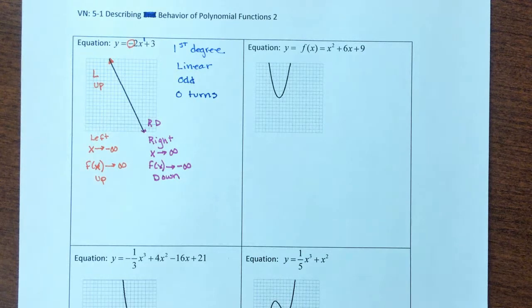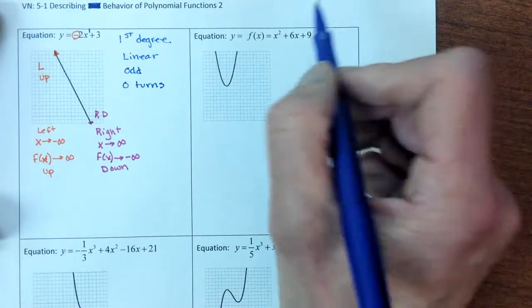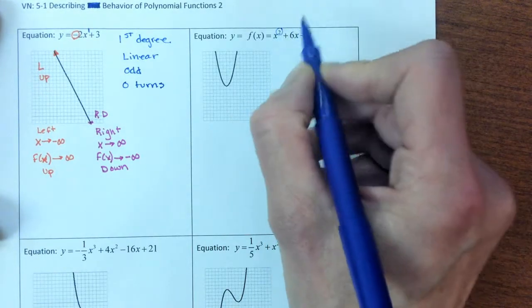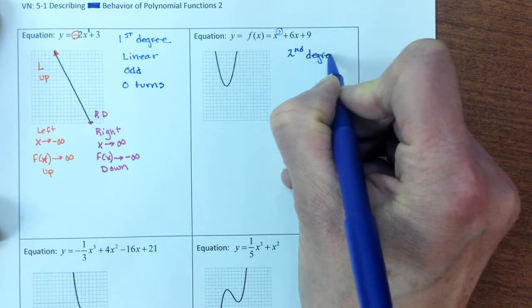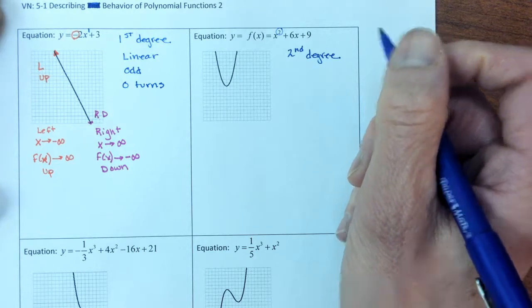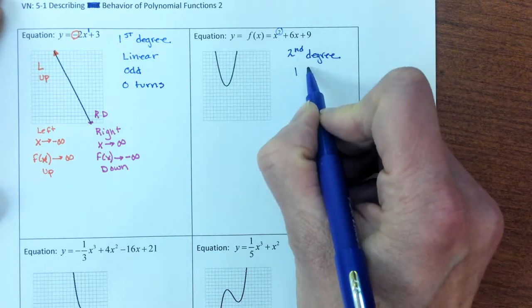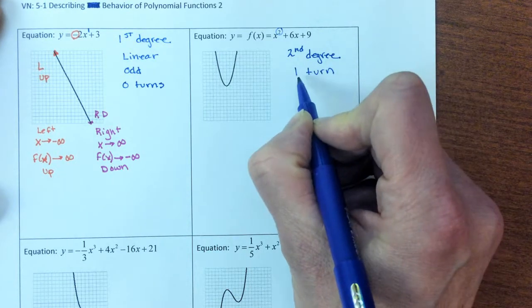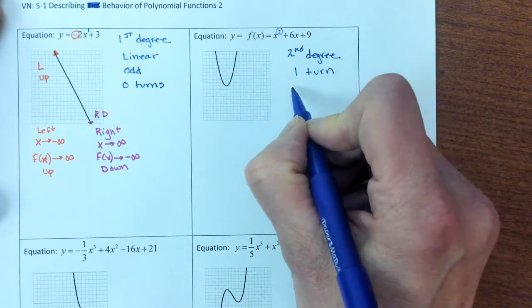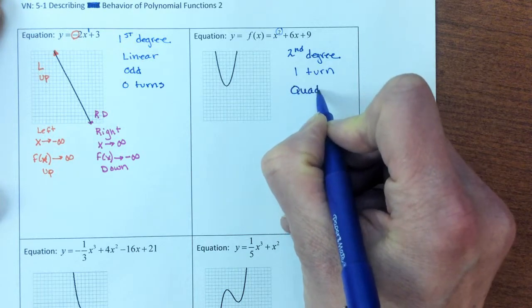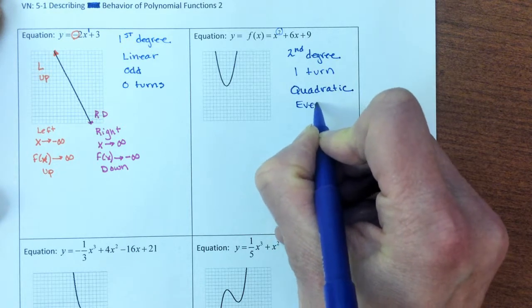Let's go ahead and look at this next function over here. What degree function is this? We're going to look right here. This here is a second degree function. And how many turns do we see? We see it has 1 turn right here. So you can see the turn is 1 less than the degree. We also call this a quadratic. It's even because my exponent is even.